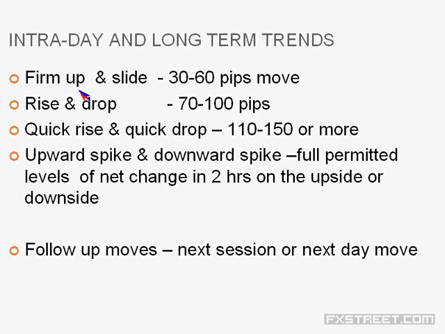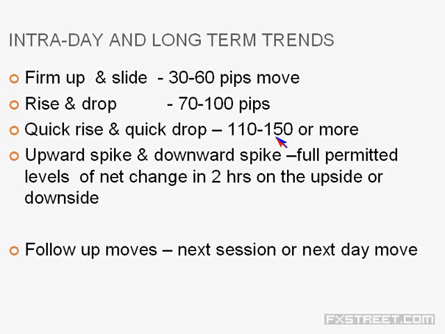So we have to identify how the moves are being done. A firm up or a slide: firm up about 30 to 60 pips on the upside, or slide 30 to 60 pips on the downside. A rise or a drop from 70 to 100 pips on the upside or downside. A quick rise or a quick drop, about 110 to 150 pips on the upside, and a quick drop of 150 pips on the downside. Sometimes more, or in the case of GBP, they can do up to 250 pips.